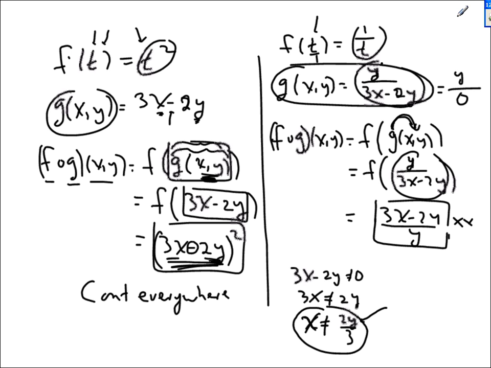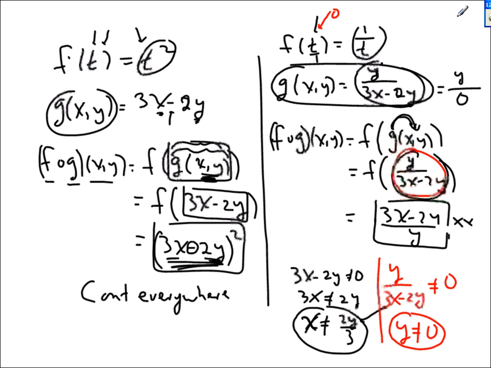That's one problem. Now, the second problem that might come up is you are taking f of stuff. You are taking f of that mess. What can you not take f of? You can't take f of 0, because 1 over 0 is not defined. What you are taking f of cannot equal 0. A fraction is 0 if the top is 0. y cannot equal 0. That's another restriction on the domain.